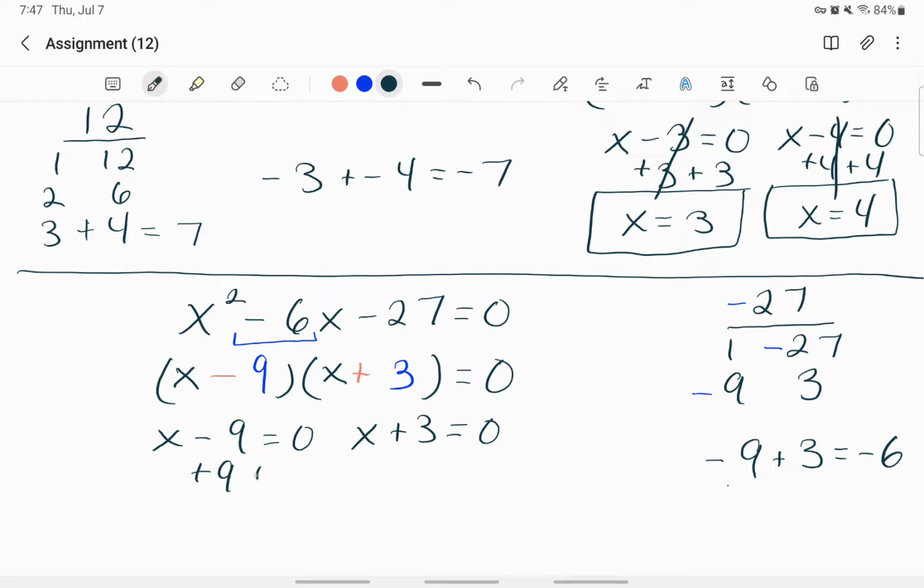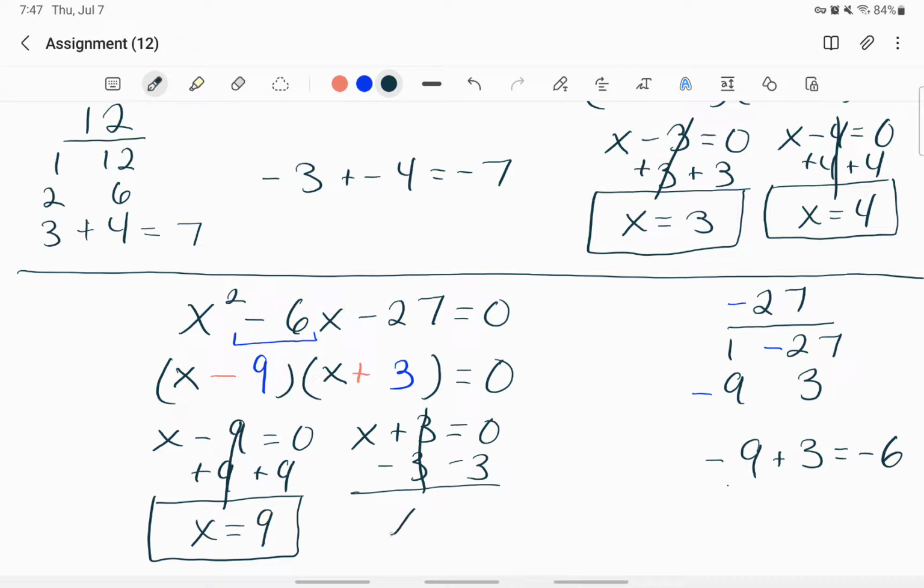Add 9 to both sides here. x equals 9. That's our first solution. Minus 3. x equals negative 3. And there you go.